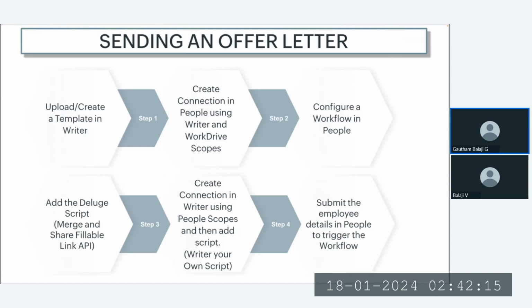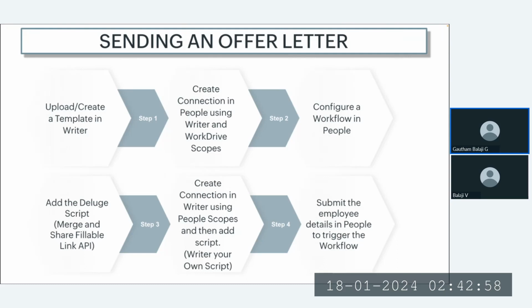In order to perform this, all you have to do is upload or create a template in Zoho Writer, and create a connection in Zoho People using Writer and WorkDrive scopes. Once it is done, as we mentioned in the previous applications, you would have to configure a workflow in Zoho People. Here, we have additionally added a step where you can send out an offer letter to your candidates, and the candidates can fill in their preferred location or preferred joining date, etc., and then submit the form back.